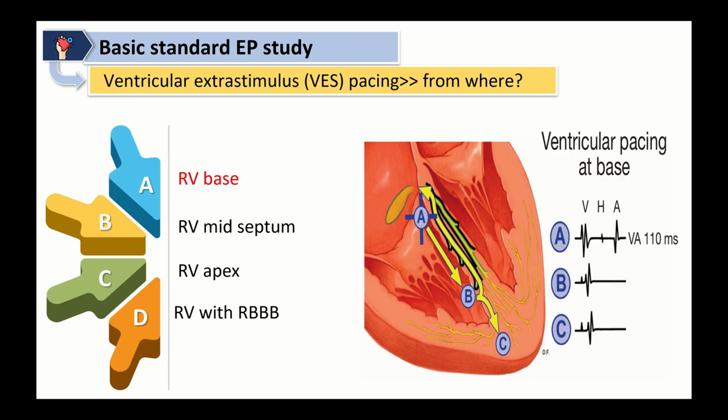We give a ventricular extra stimulus. We can imagine that if we pace from this point A, the RV base, the impulse will go to the ventricle to make ventricular activation. Then it will conduct down to reach the His-Purkinje system and the tip of the right bundle branch. Then it will go retrograde through the His-Purkinje system to reach the His, AV node, then atrium. In this example, when we pace from the RV base, we can appreciate the VA time is 110 milliseconds.